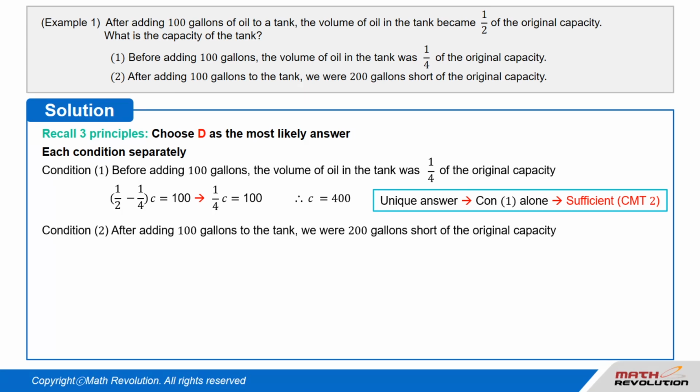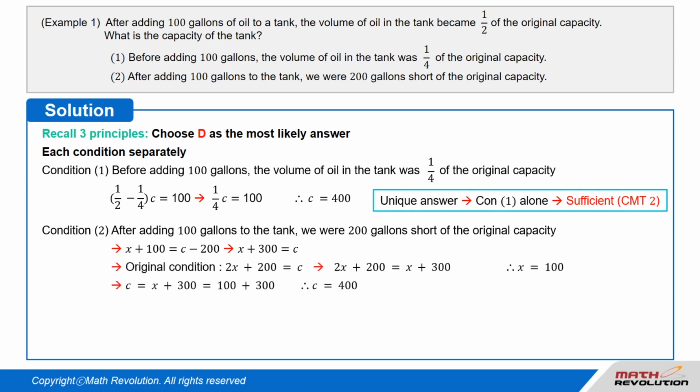Condition 2 tells us that when we add 100 gallons to the tank, we need 200 more gallons to fill the entire tank. So, X plus 100 equals C minus 200. That is, X plus 300 equals C. But from the original condition, we know that 2 times X plus 200 equals C. So 2 times X plus 200 equals X plus 300. That is, X equals 100. And C equals X plus 300, which equals 100 plus 300, which equals 400.